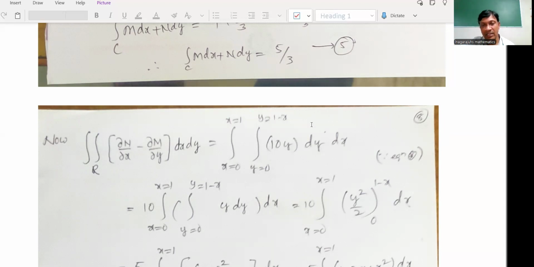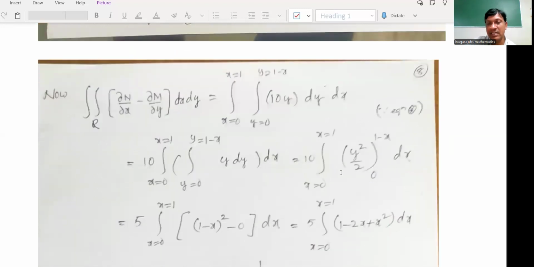So now we have to integrate first with respect to y, then substitute the limits, thereafter integrate with respect to x, thereafter substitute the x limits. So 10 is the constant, outside, integral x is equal to 0 to 1, integral y is equal to 0 to 1 minus x, y dy of dx. So 10 into integral x is equal to 0 to 1, integration of y is y square by 2, the limits of 0 to 1 minus x, dx. Here we have to substitute upper limit minus lower limit in place of y.